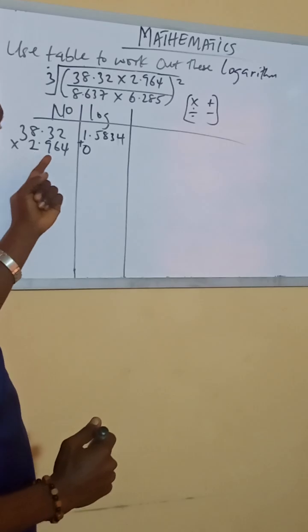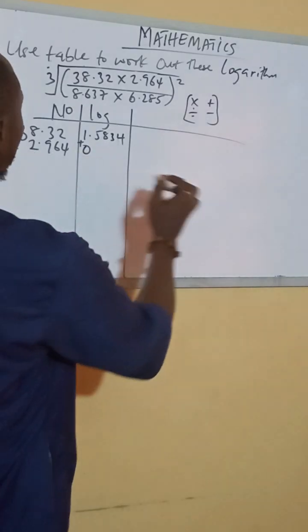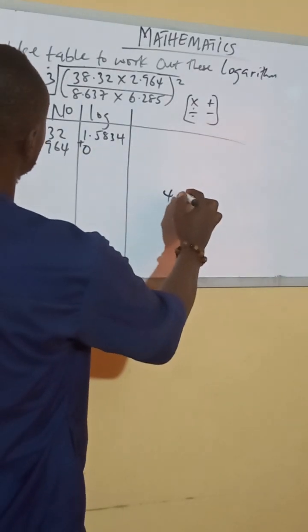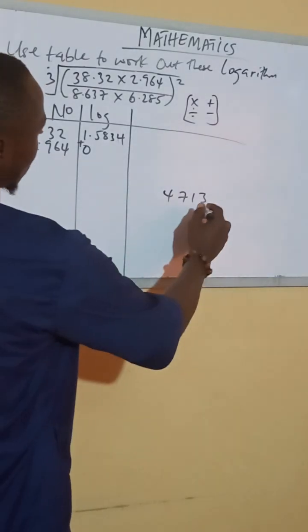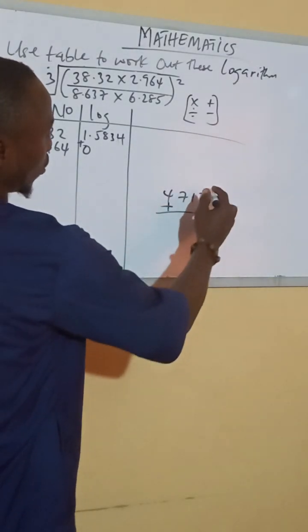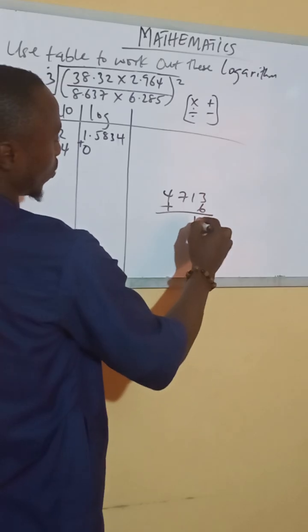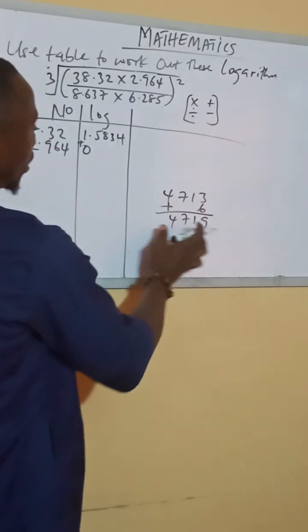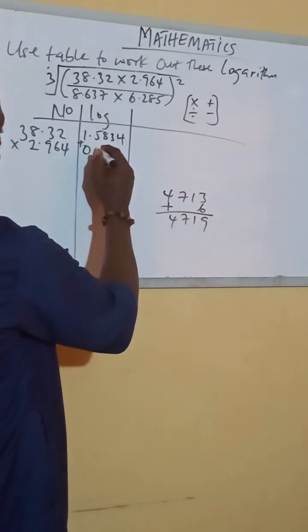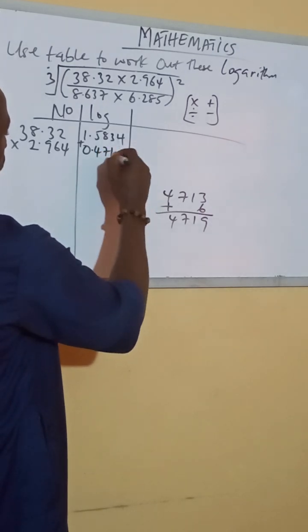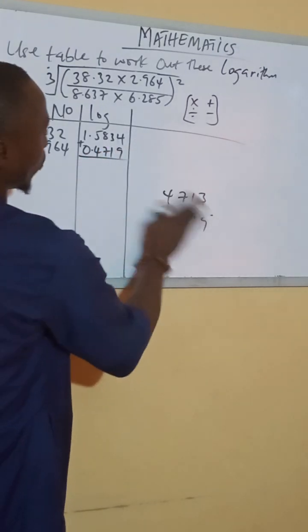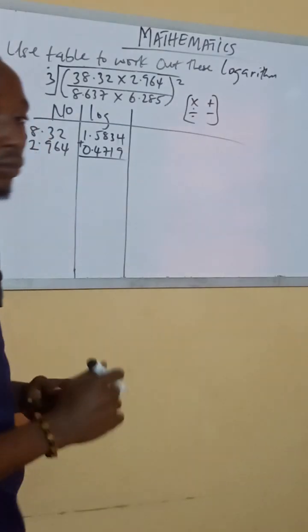Now we look for log 29 under 4. Log 29 under 4 gives us 4713. And the difference of 4 will give us 6. When we add this together, we get 4719. We take this straight into the log. Put your decimal first, 0.4719. Now we are going to add this together.